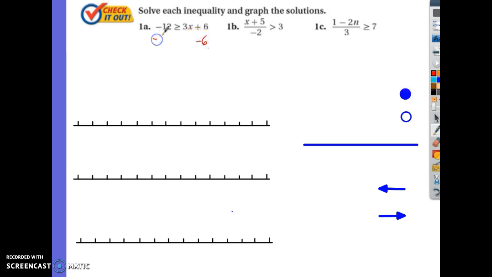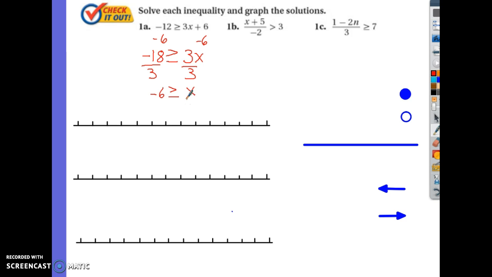Subtract 6 from each side. The rules remain the same as they were before. So we're going to have negative 18 is greater than or equal to 3x. Now we have a one-step inequality, and we're just going to divide by 3, and our inequality is going to be negative 6 is greater than or equal to x.